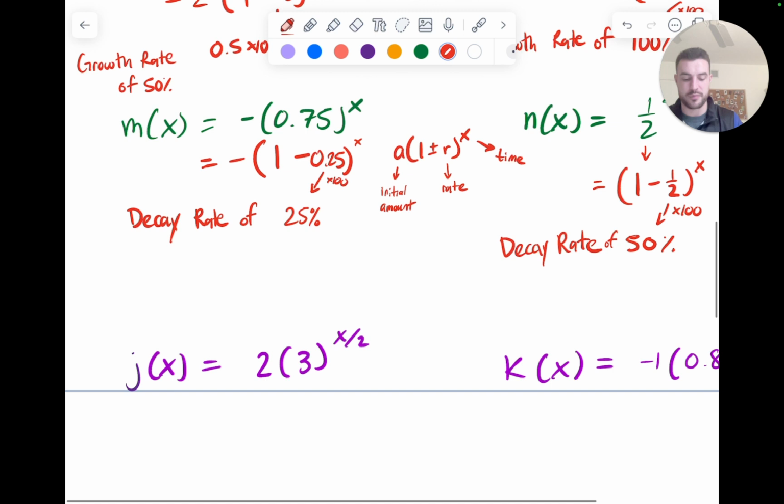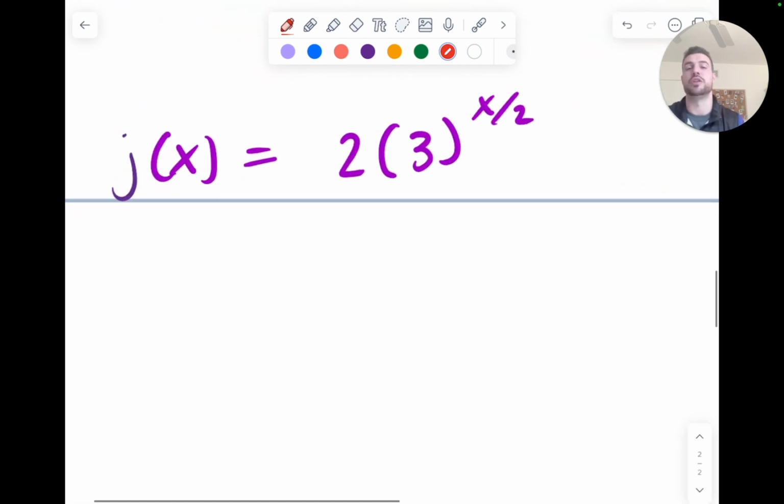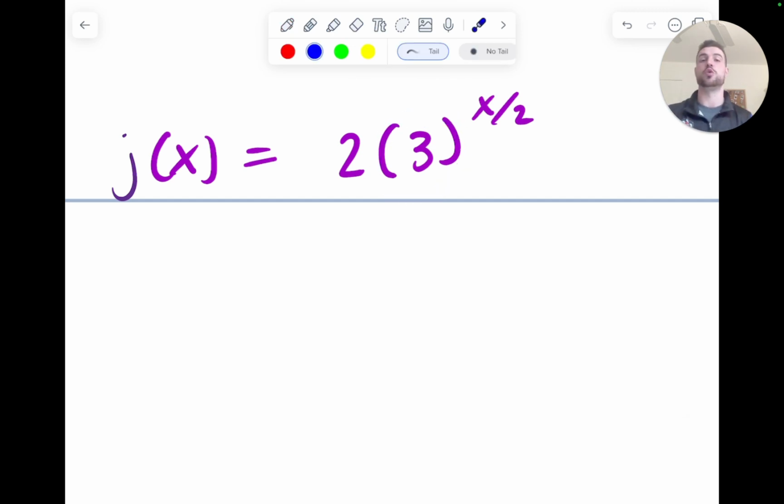Now, for our last problems here, they're a little bit different. So if we look at this one, we should be able to tell that we are growing. So this is exponential growth. However, our exponent is different. I've got my x value divided by 2. So in an application problem, we would say that, again, this is our initial amount, this is our rate, and then our exponent typically represents time. So if this is time and we're dividing by 2, time is usually going to be in years, and again, the problem might specify, but this would be every 1 year divided by 2, or half of a year.